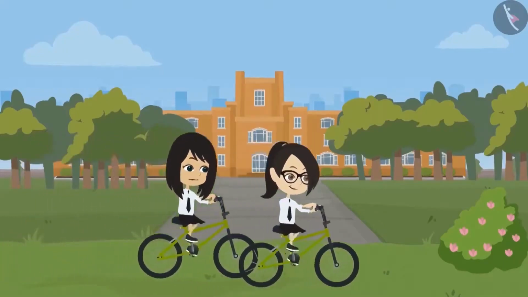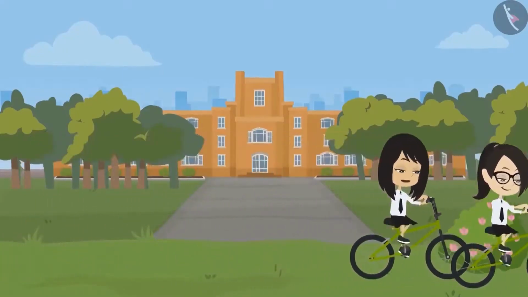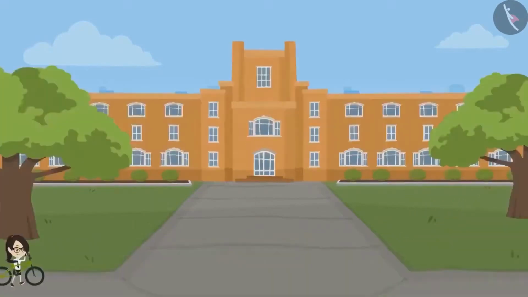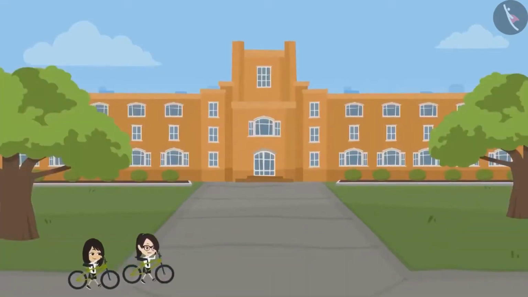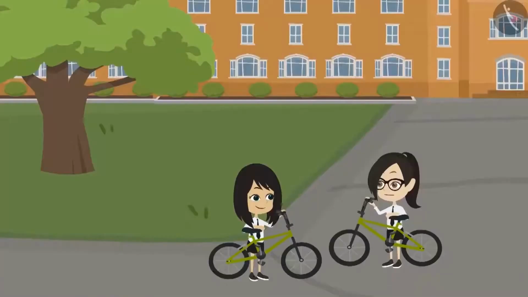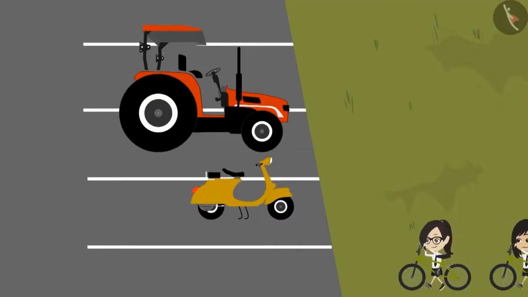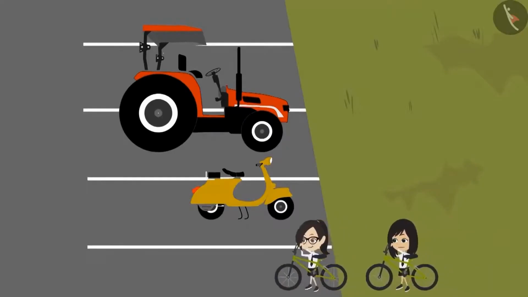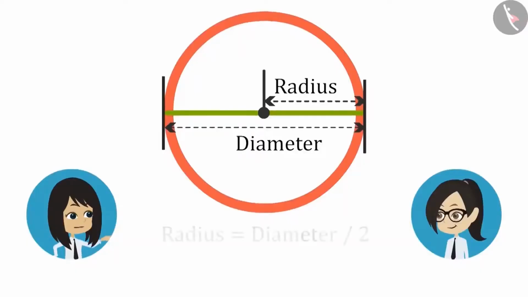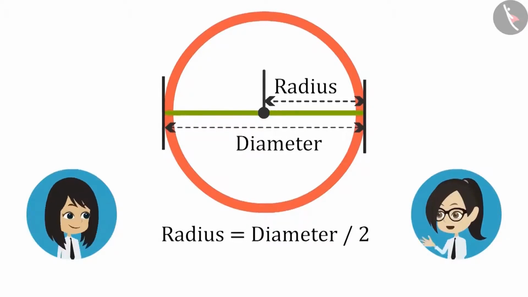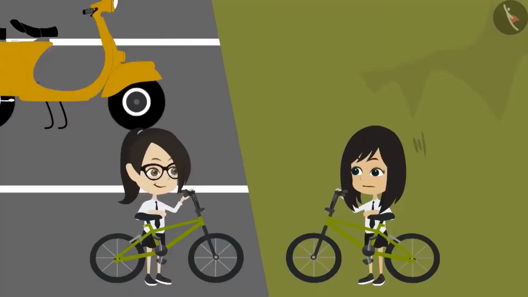Now tell me what will we measure if we have to measure the circle. That's easy. You can measure either radius or diameter, but radius will be easier to measure because it is smaller than diameter. Yes, it is not only small, but it is half. Remember, Sir told that the radius is diameter divided by 2. It means diameter is equal to 2 times the radius.